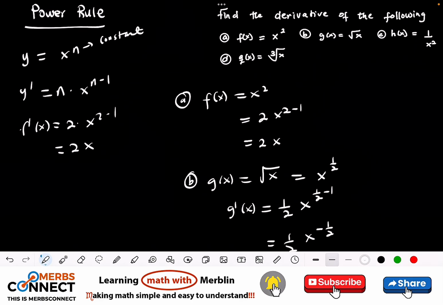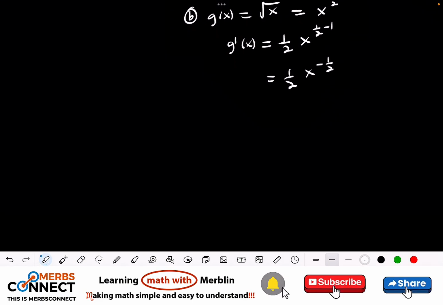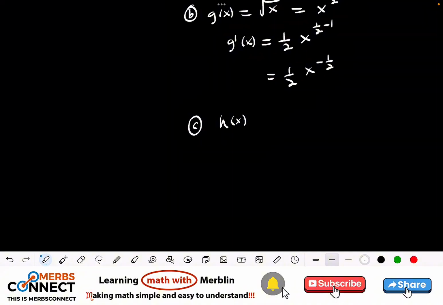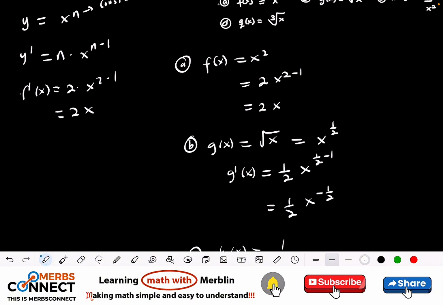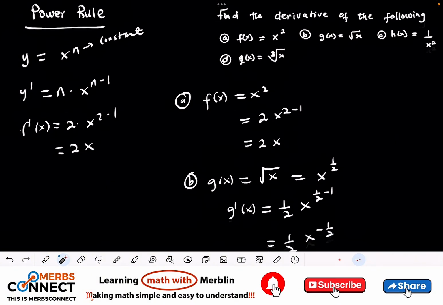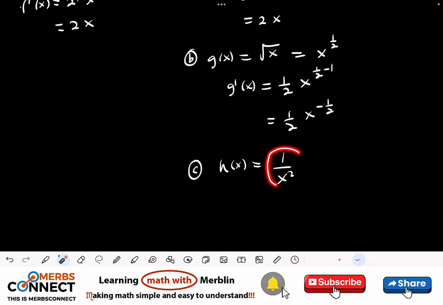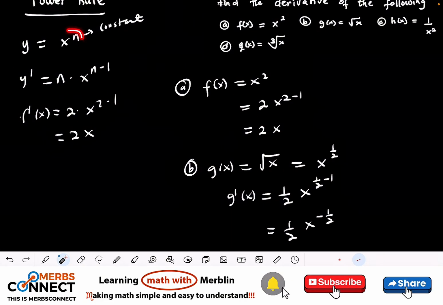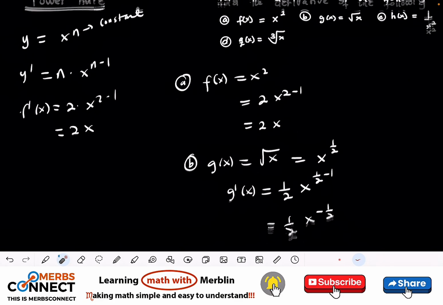So the power rule is so interesting. Let's look at C. We have h of x, which is equal to 1 divided by x squared. For us to apply the power rule, we need to make sure that the function is in the form of x to the power something.